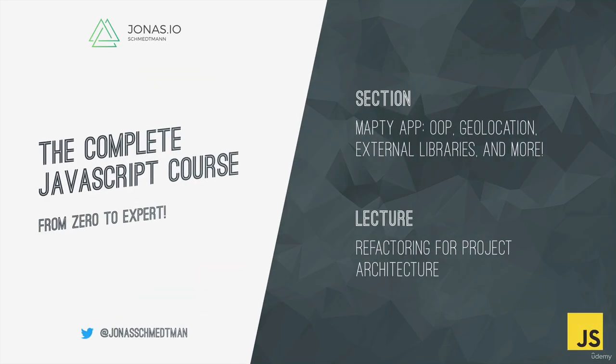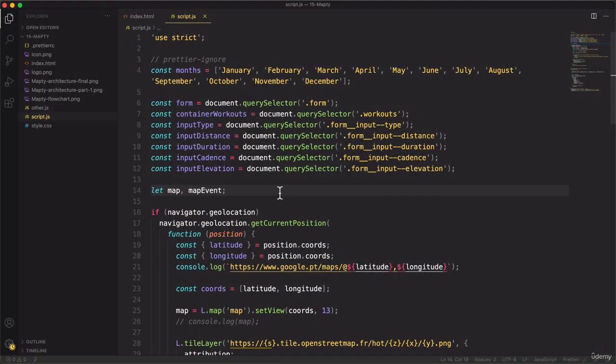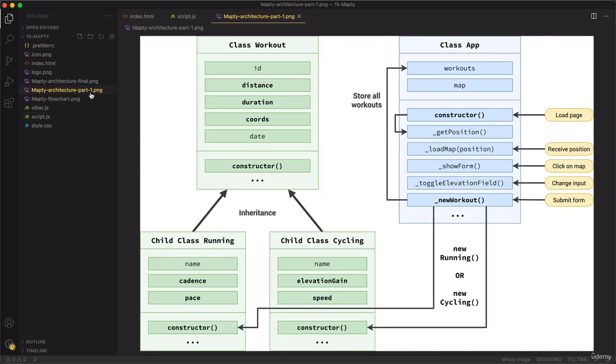Welcome back. And let's now implement the architecture that we just discussed in the previous lecture. And so let's start by implementing that app class that I just showed you previously. And actually, I also have this architecture diagram right here, and it is this one called part 1. And so as you see, this is exactly what we just discussed before. And so I will now go ahead and start to implement this class here and all of these methods.